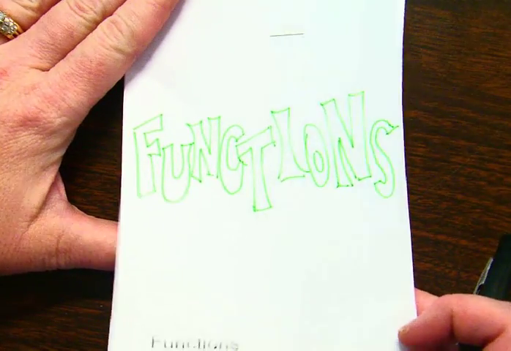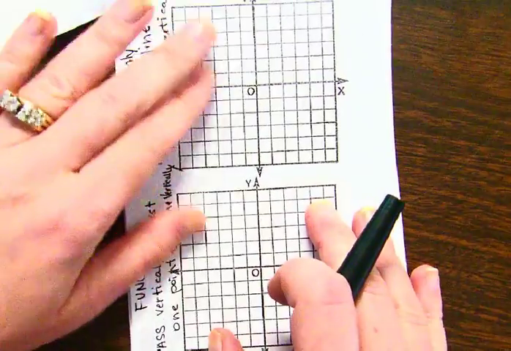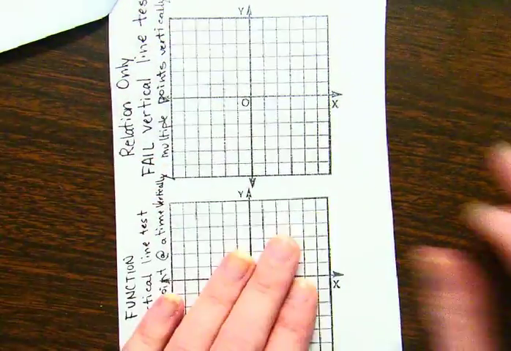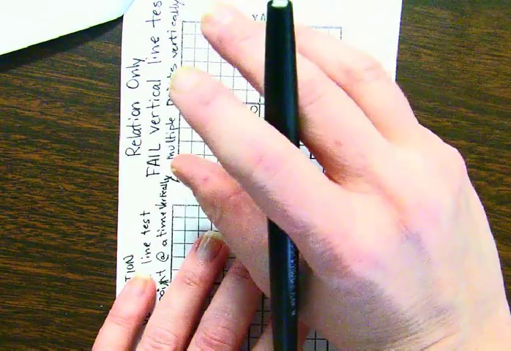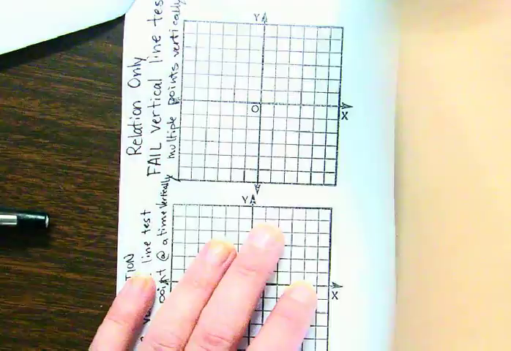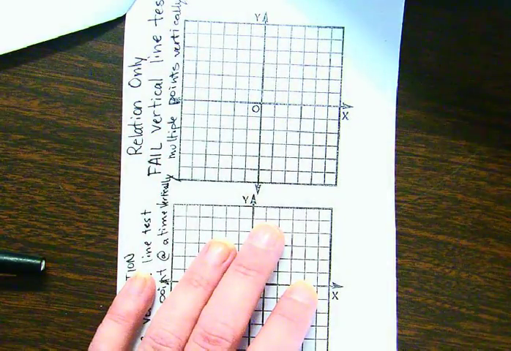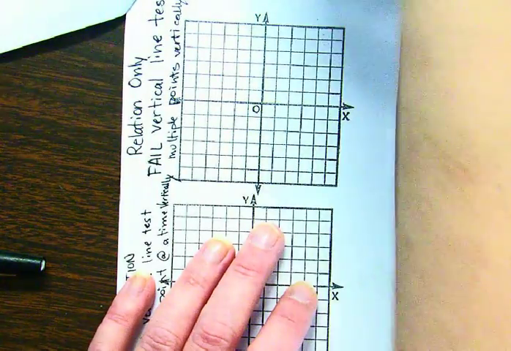So we're going to finish the last part of functions. We're going to go to graph. So this top graph is going to be relations, and I'm going to draw several graphs on one Cartesian plane so that you can see maybe some options that might exist for these are only relations.